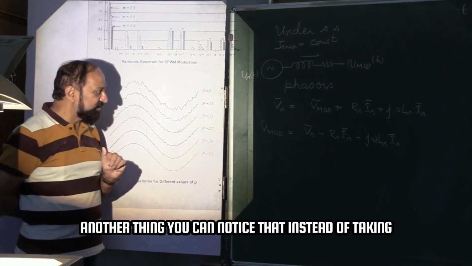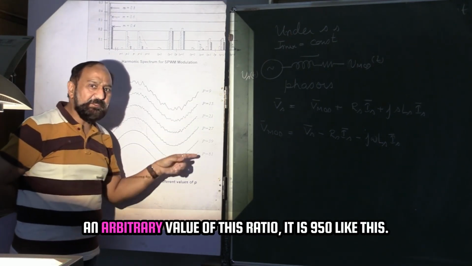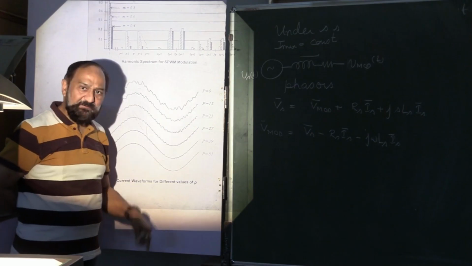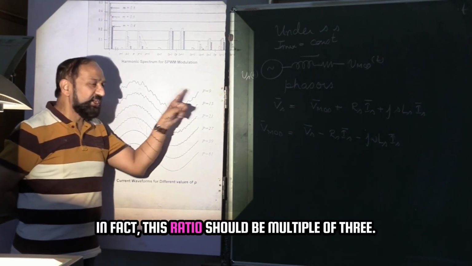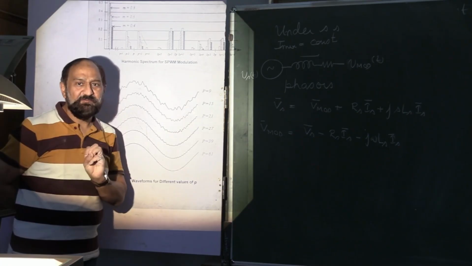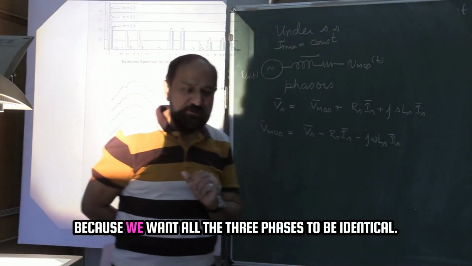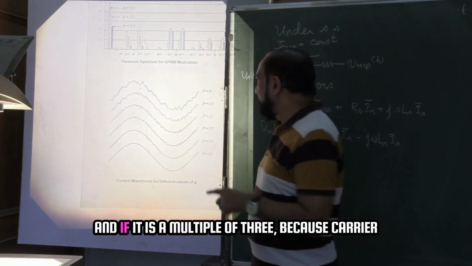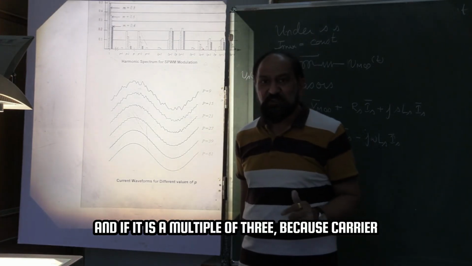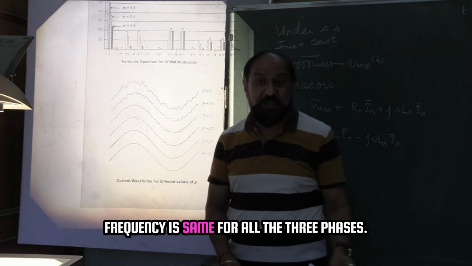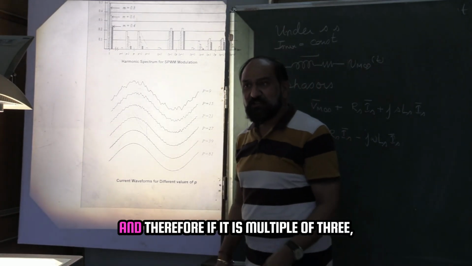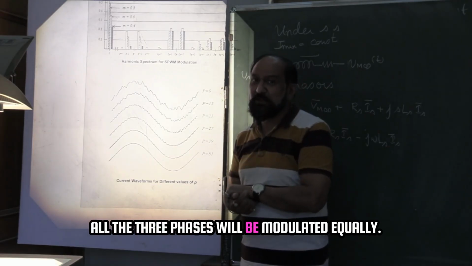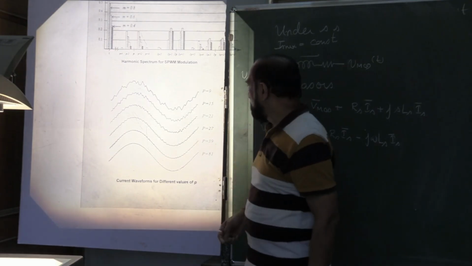Another thing you can notice is that instead of taking an arbitrary value of this ratio, it is 9, 15 like this. In fact, this ratio should be a multiple of 3. Why a multiple of 3? Because we want all the 3 phases to be identical. The carrier frequency is the same for all the 3 phases, and therefore if it is a multiple of 3, all the 3 phases will be modulated equally.